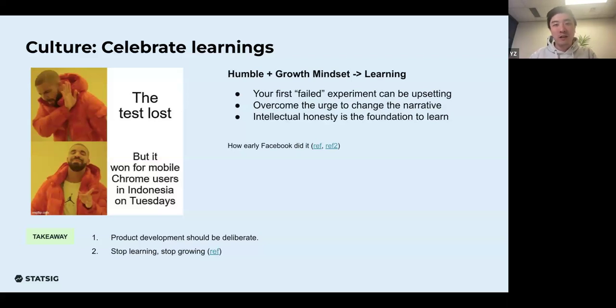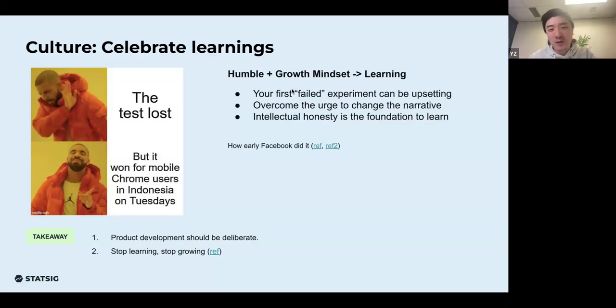But when you see the failure, your first instinct is to change the narrative. Either find some data showing that my experiment did not fail. This meme on the left is: the test is bad, but I can try to find a subsample where it works. Don't do this. The other instinct is to change my narrative. After seeing the results, I try to explain why I thought at the beginning this was not going to work, and everything goes as predicted. But if you have this kind of mentality, you can never learn.